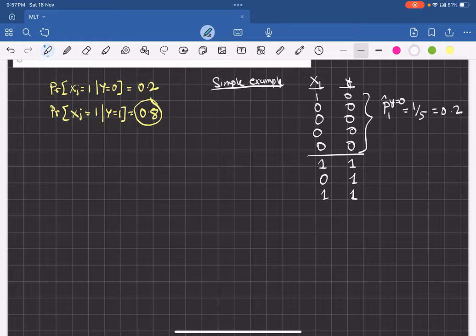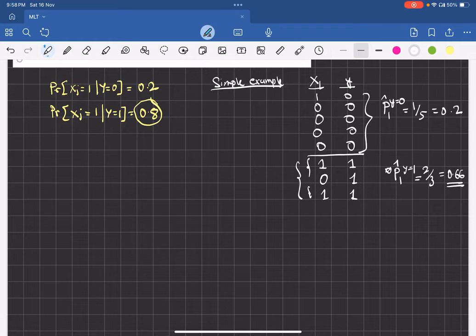In order to make it 0.2. But on the other hand, what will be p1 of y equal to 1 hat? This is equal to nothing but 2 by 3, right? So there are two ones out of 3 data points. So this will be 2 by 3, which is somewhere around 0.66, right? Now this is definitely not equal to 0.8.